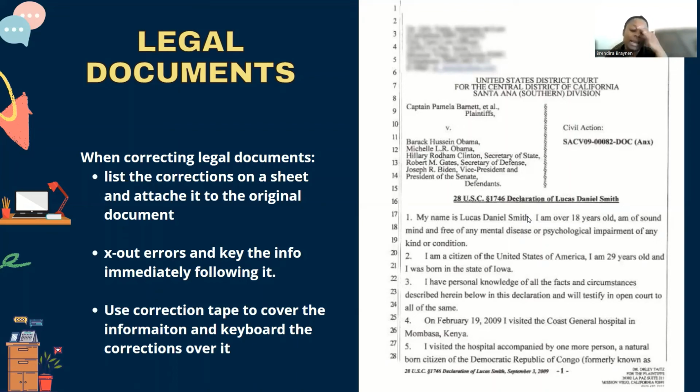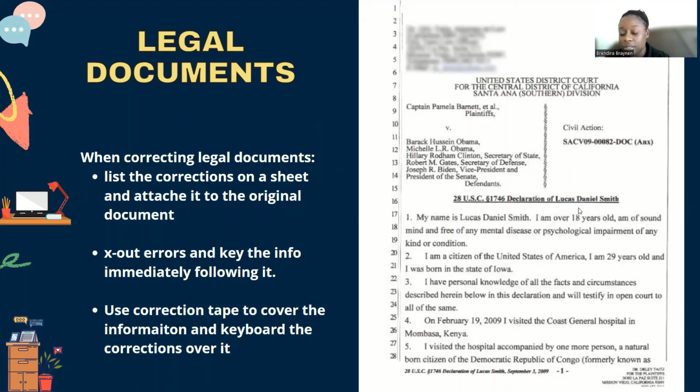And so some of the guidelines given when correcting legal documents: you can do one of three things. Because these are very particular documents, if you type something and something is incorrect and you're going to correct it, either you're going to do a separate sheet of paper and list all of the corrections on the sheet and attach it to the original document, or you're going to X out the errors and key the information immediately following it. So put an X or a line through it and write the information right after it.